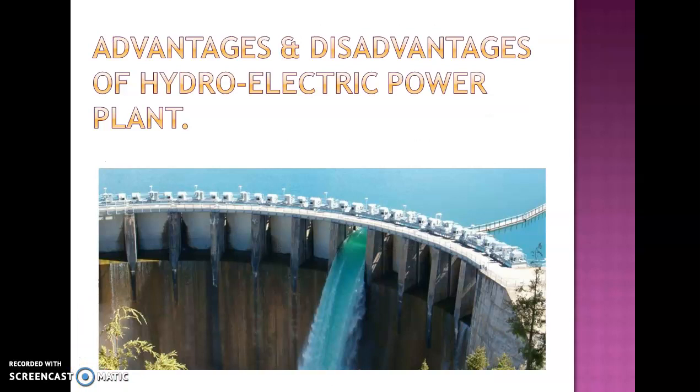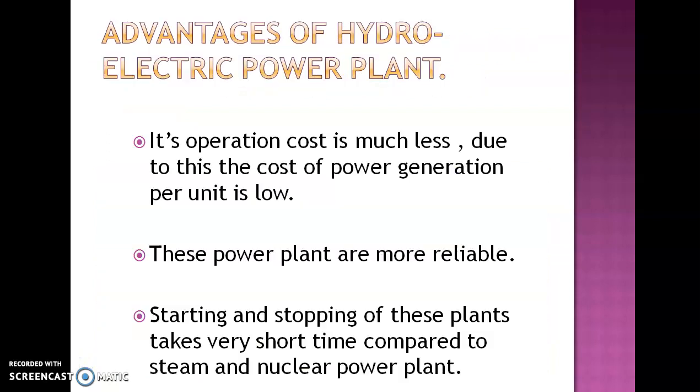Now we will discuss the advantages and disadvantages of this hydroelectric power plant as the last point. Now what are the advantages? If you compare with other types of power plants, its operation cost is less compared to the other power plants. Due to this, the cost of power generation per unit is also low.